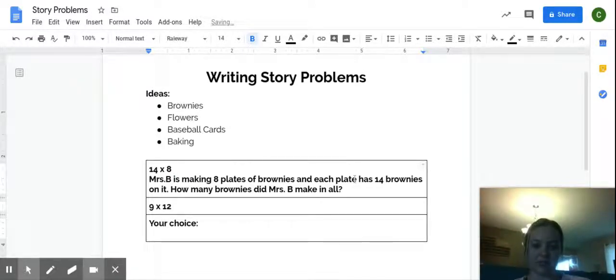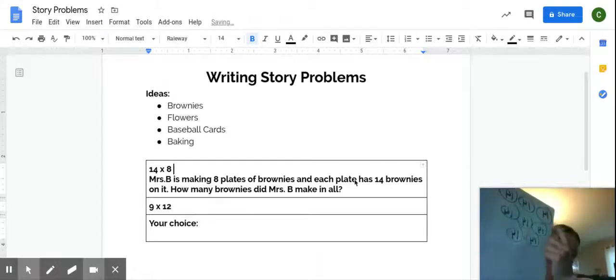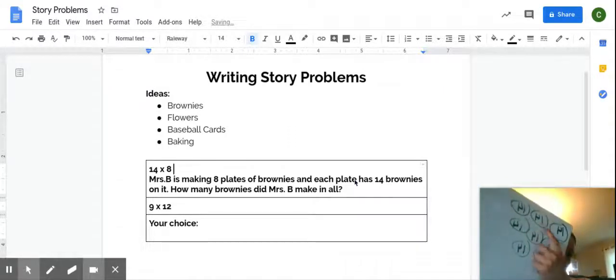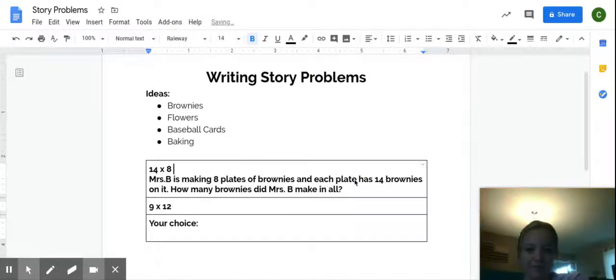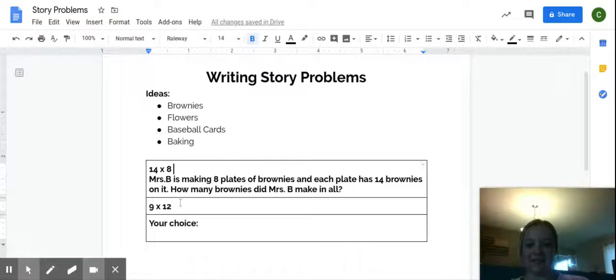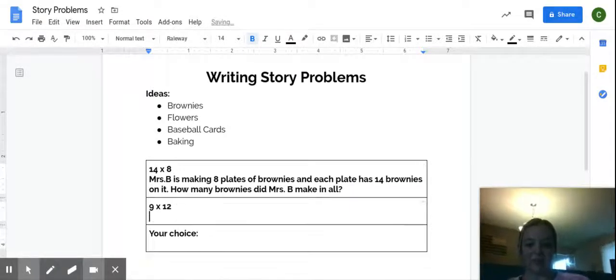So what I can think about is as I'm typing this, I should be able to use my equation to solve it. So I would have my 8 plates with 14 brownies on each, and to find the total, I would multiply 8 times 14 or 14 times 8. All right, my next one is 9 times 12.